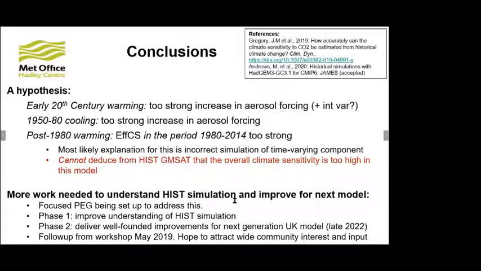So we're just about to set up what's called a PEG, a focus group, which is looking to improve this historical simulation in the next generation model. And we're really hoping that we can get a lot of community involvement in this. It follows up from the workshop that we had about a year ago, and sorry it's taken us a long time to follow up from that. But we're going to set up this group and hope to attract wide interest from the community in contributing to it. We've got about 2.5 years until we have to decide what we're going to do for the next generation model. So the main purpose of this talk is to encourage people, if you're interested in this problem, to get involved, and we'll be publicising this group shortly. Thanks.